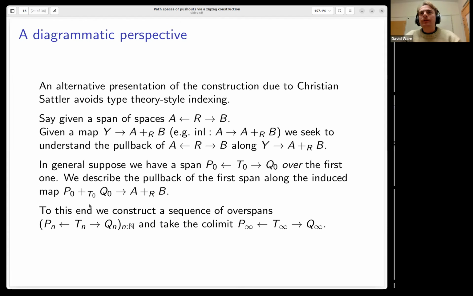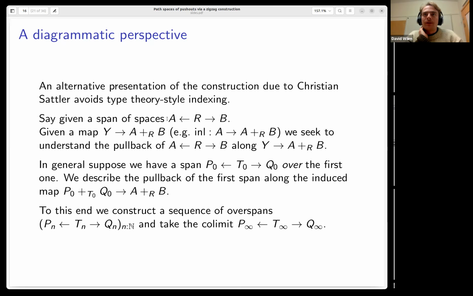Yeah, and then I will say something about an alternative way of understanding the construction, which is due to Christian Sattler, and it avoids some of this type theory style indexing. So in type theory, we often talk about type families, where externally or in category theory, maybe you would talk about maps between objects. So this presentation is more in the category theoretic or diagrammatic style.